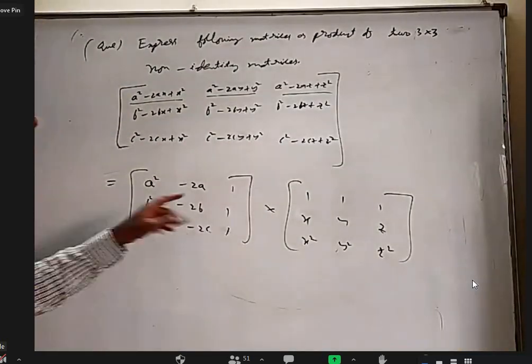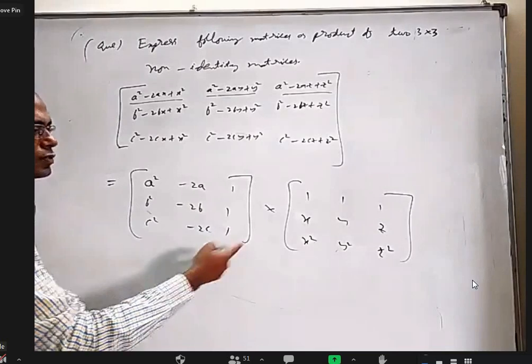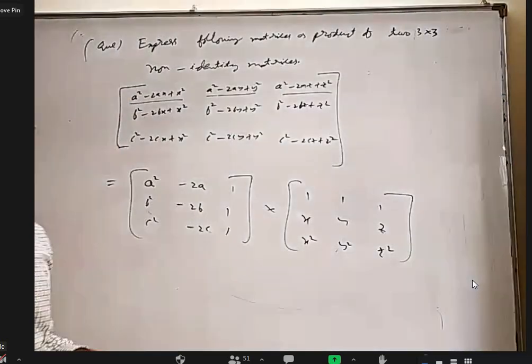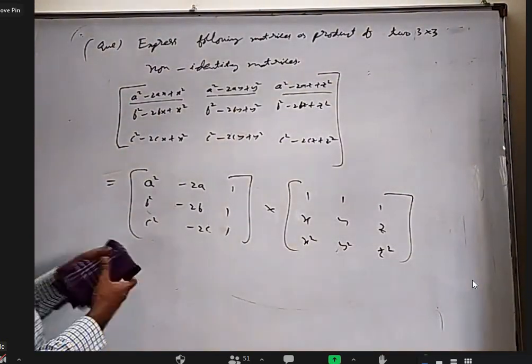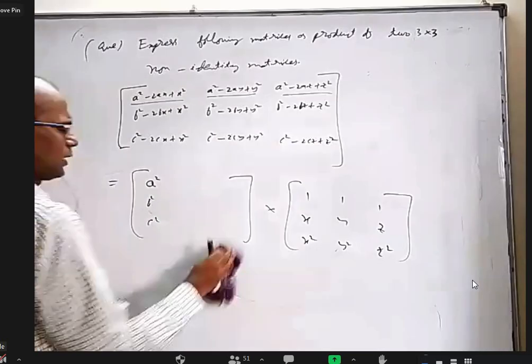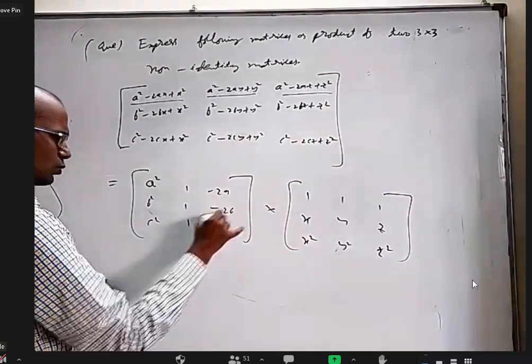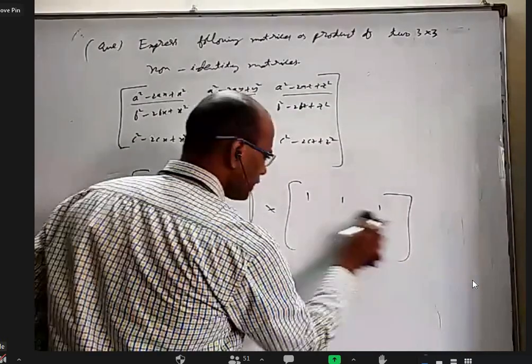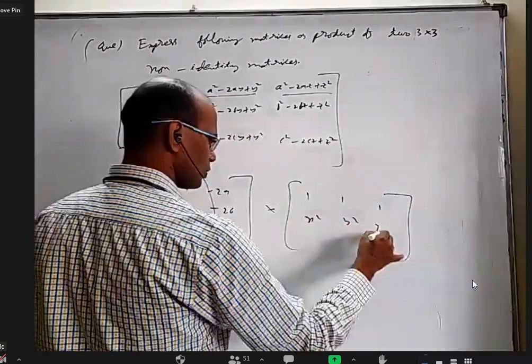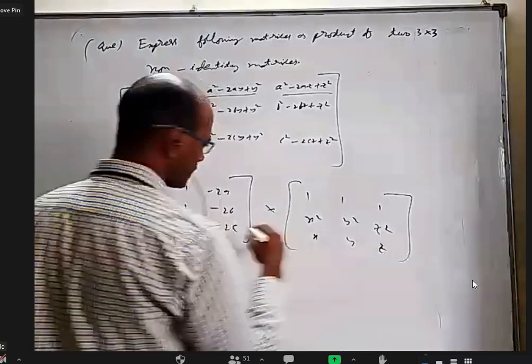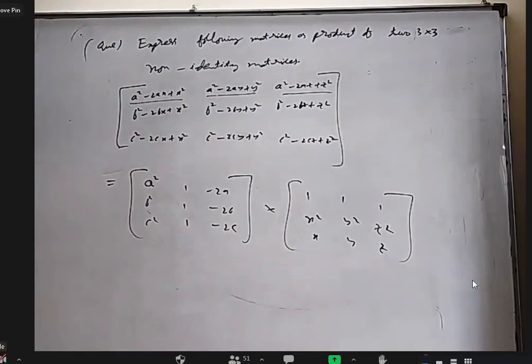Okay. So you wrote this one here, this one here, this one here, this one here. That is also good. Nothing wrong. If you want, I'll just interchange. Not a problem. I can put 1 1 1, minus 2a, minus 2b, minus 2c, and x square, y square, z square, x y z will get exactly same. No difference.